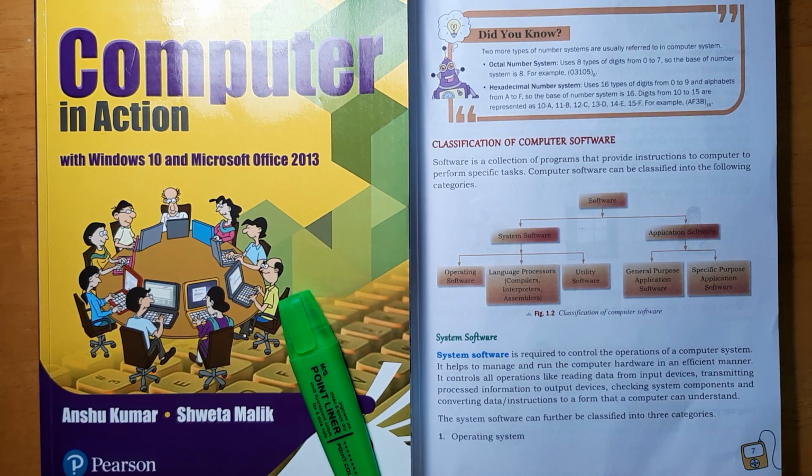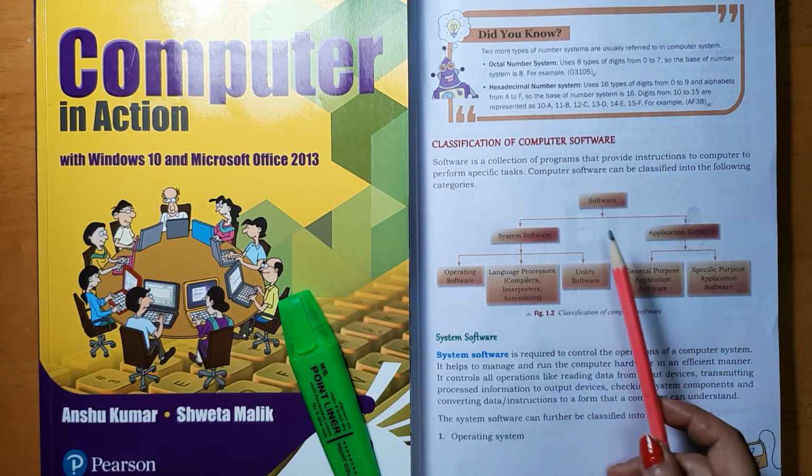Alright, let me ask you a pretty interesting question. What is a software? Well, software is a collection of programs that provide instructions to computer that perform specific tasks. Here, let's have a look at the classification of computer software.